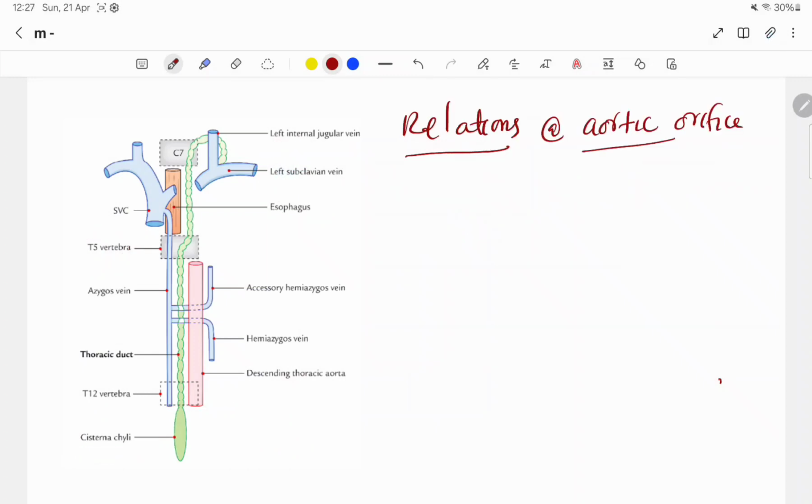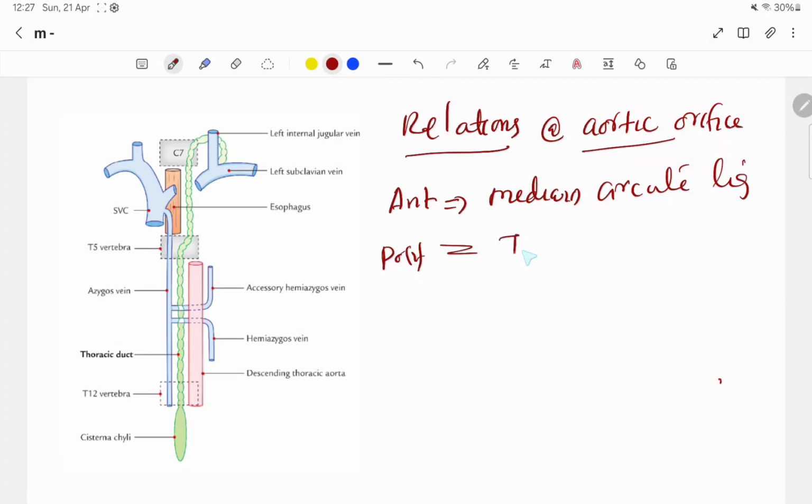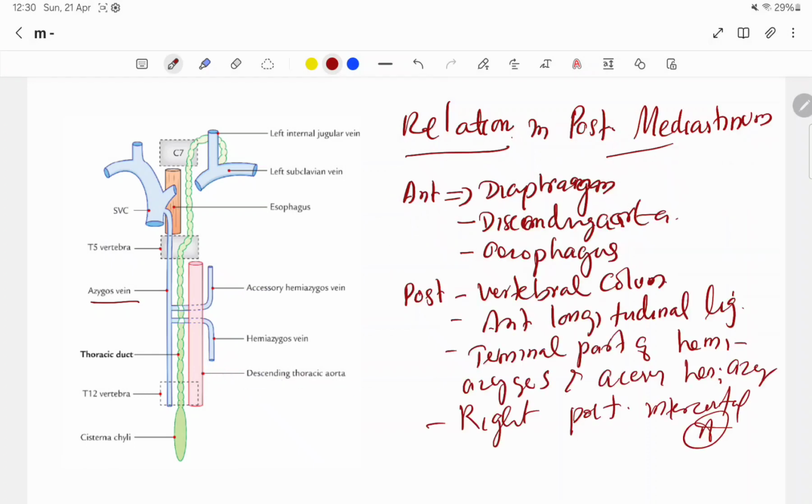Now let us see the relations of this thoracic duct. First the relations at the aortic orifice. Anteriorly we have the median arcuate ligament, and posteriorly we have the body of the 12th thoracic vertebra. To the right side we see the azygos vein, and on the left side we have the descending thoracic aorta. Now let us see the relations of the thoracic duct in the posterior mediastinum.